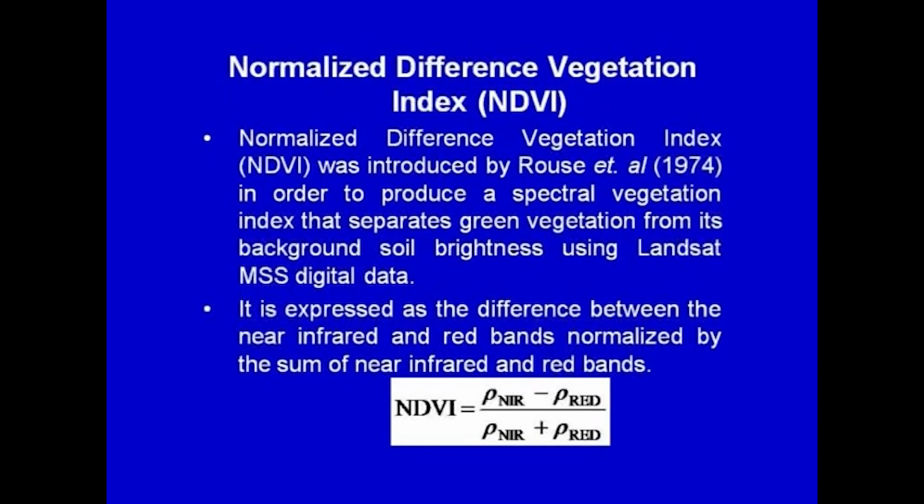Normalized difference vegetation index was first introduced by Rouse et al. in 1974, in order to produce a spectral vegetation index that separates green vegetation from its background soil brightness using Landsat MSS digital data. It is expressed as the difference between the near infrared and the red bands normalized by the sum of the near infrared and the red bands.